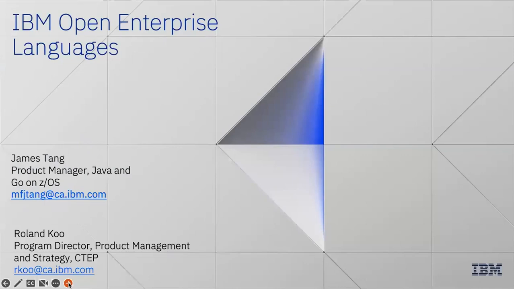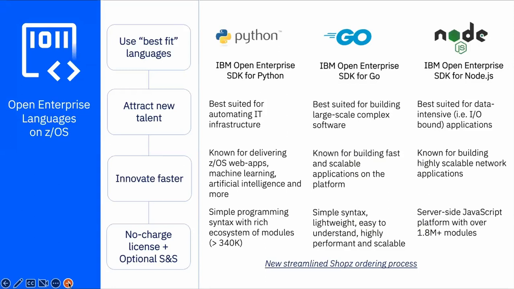Okay, next slide on open enterprise languages. I'll explain what that is and then cover Go, and then I'll pass to Roland to cover Python and Node afterwards. So now clients can use the best fit languages, right? That we provide what we call open enterprise languages that you see as Python, Go, and Node to develop new applications driven by the need to transform business and develop them quickly.